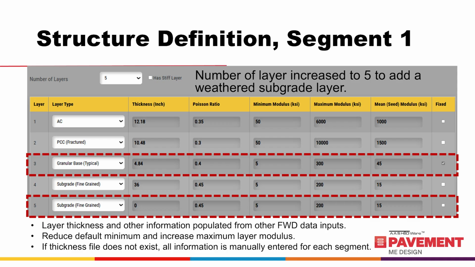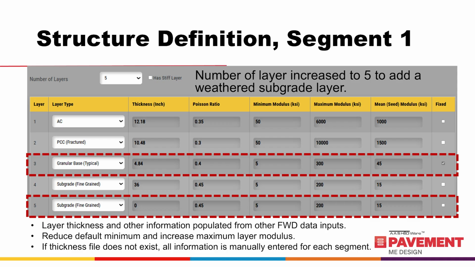As a reminder, the layer thicknesses and other information or properties are imported from the other FWD data inputs from Step 1. Also, reduce the minimum elastic layer modulus to a very low value and increase the maximum layer modulus to a very high value so that the limits of the layer modulus are not reached during the back calculation process. And if the layer thickness file is not imported, all information on this screen needs to be manually entered for each segment. Finally, remember about the definition of a thin layer.